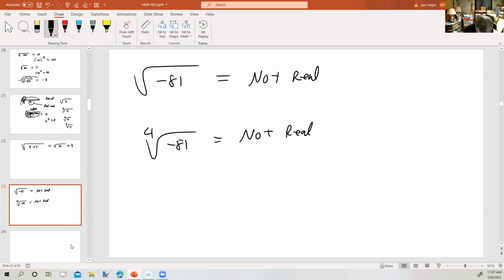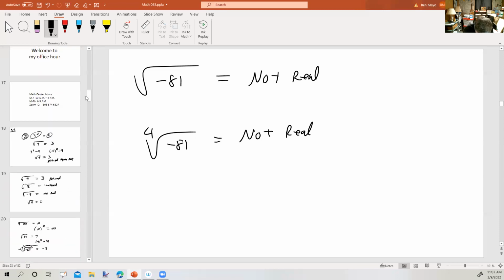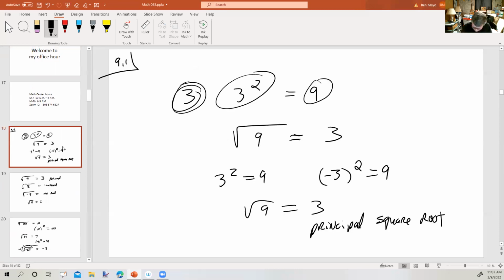Also, let's go back here for a minute, and we talked about the principal square root. When you take an even root of a positive number, you get a positive answer. So you can't get a negative answer when you take an even root of a positive number. So these restrictions have to do with even roots. You can't take an even root of a negative number. When you take an even root of a positive number, you can't get a negative answer.